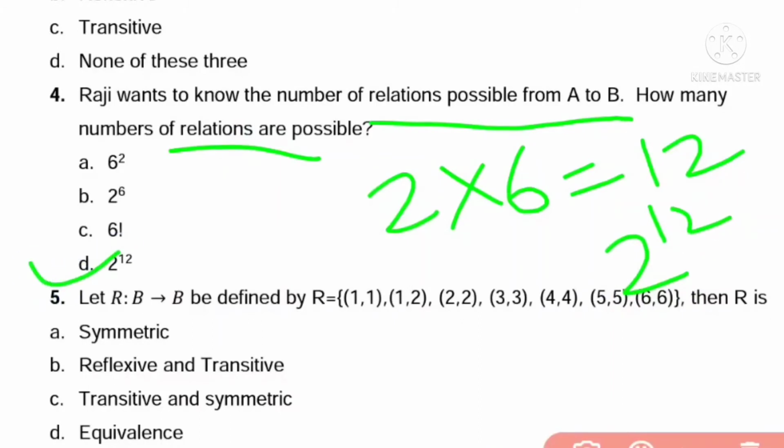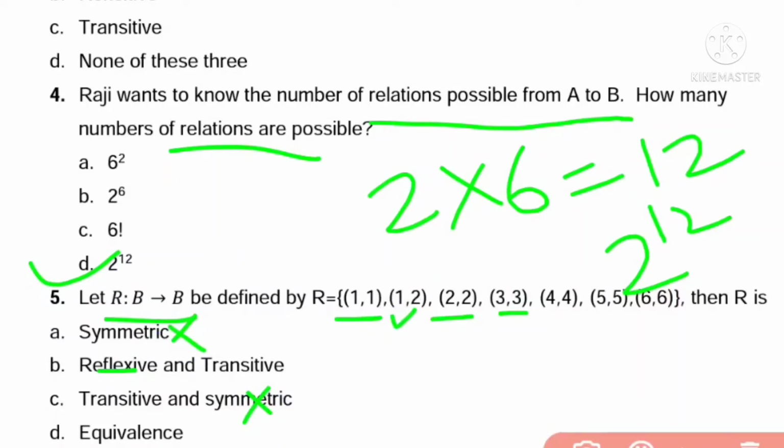Here question number 5. Let R be a relation from B to B, defined by (1, 1), (1, 2), (2, 2). Look here, you can check (1, 1), (2, 2), (3, 3), means it is reflexive. Okay, and here we have all these elements. (1, 2) is given and (2, 1) is not given, means it is not symmetric. It is not symmetric. Okay.